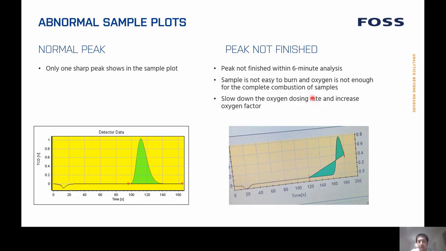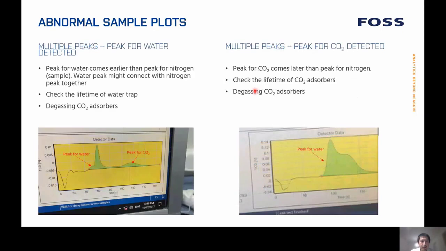But if you see the analysis is not done in 6 minutes, in most cases it's because the sample is not easy to burn, and the oxygen is not enough for burning. So you should slow the oxygen dosing rate and increase the oxygen factor to ensure complete combustion of the samples. And also you may see multiple peaks like this in the system when you do the analysis.